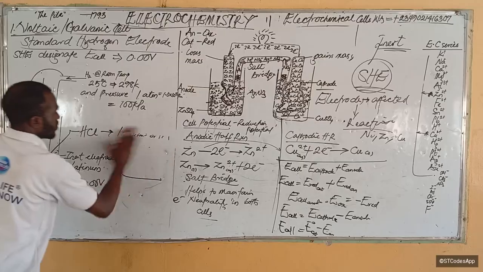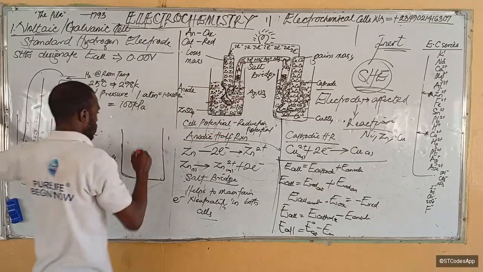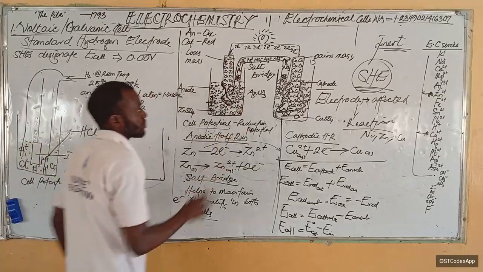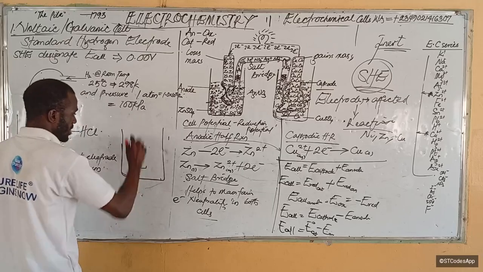You now connect it to another system here. So I'm going to draw. If you want to calculate for zinc now, you take this zinc plate and bring it in. Let's do copper first. If you calculate for copper now, listen, there's a reason why I'm starting with copper.